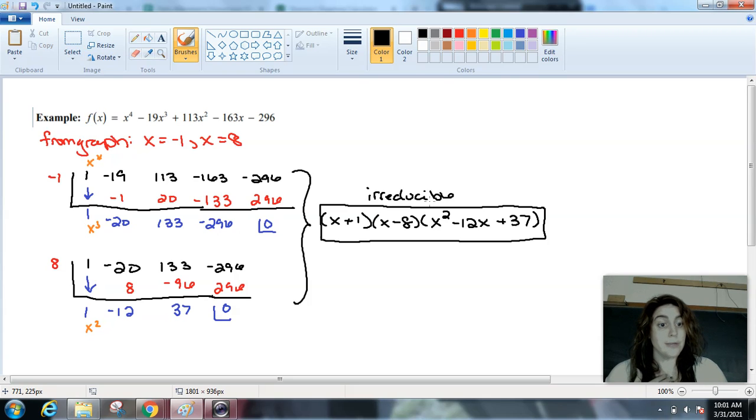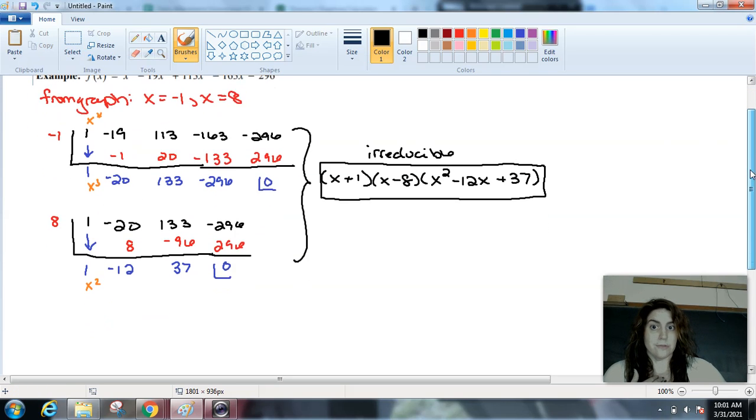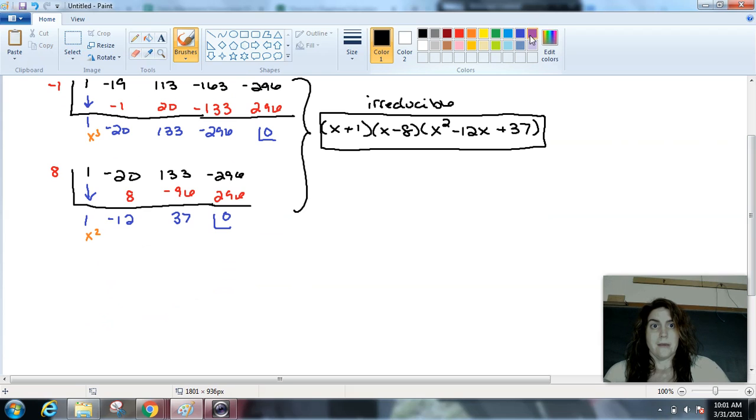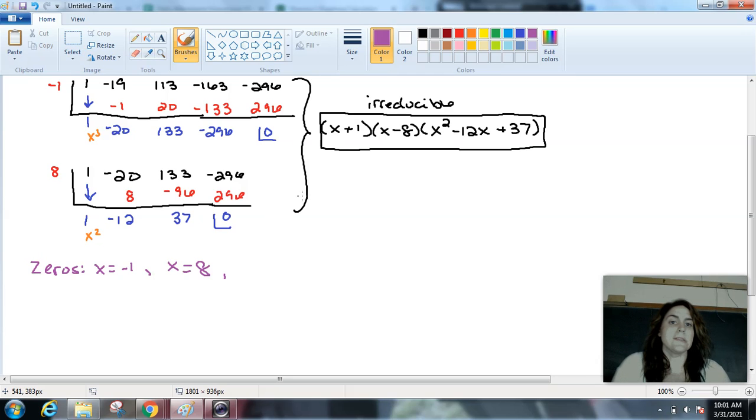Okay, now the other one's going to come from your zeros, which means you need to find your zeros. So I'm going to scroll down from here a little bit. Again, I know a few things. I know x equals -1. I know x equals 8. And now I've got to figure out, what does x squared minus 12x plus 37 get me? Again, remember, these came from x plus 1 equals 0, x minus 8 equals 0. So I do have to figure out what this is.